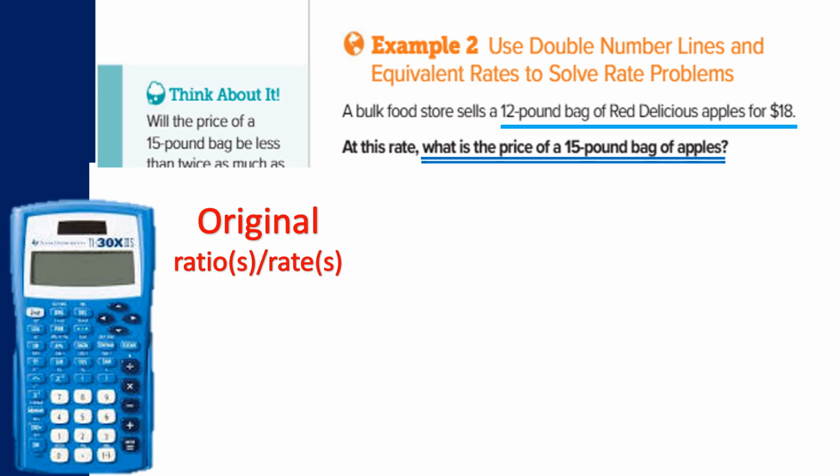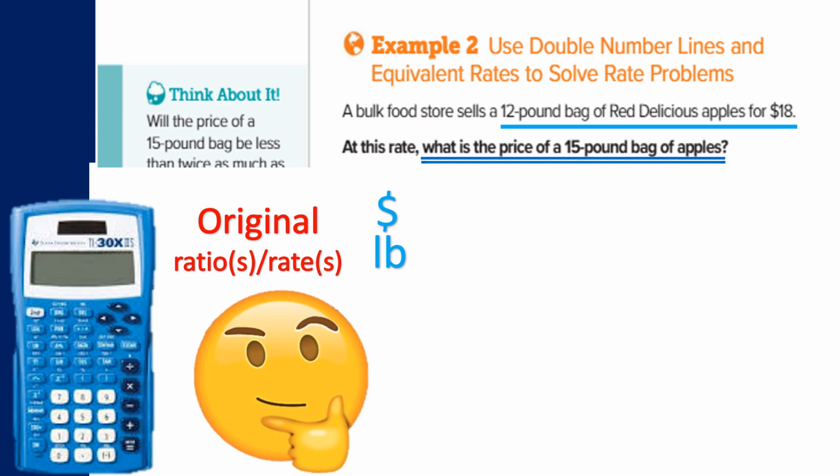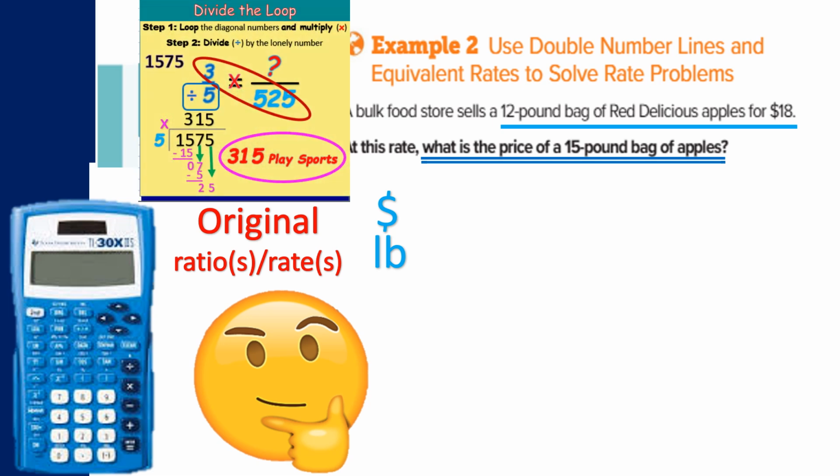So in comparing equivalent ratios, I'm missing a piece. Well, I have pounds at the bottom and money at the top, but if I'm missing a piece, hopefully I stop and think, hey, if there's a piece missing, then I know I can divide the loop to find that missing piece and not have to do all those extra steps. So that's what we're going to do. I'm going to start by saying that my original rate that's given, I have 12 pounds of apples and it costs me $18. I know that's equal to 15 pounds, but I don't know how much that costs.